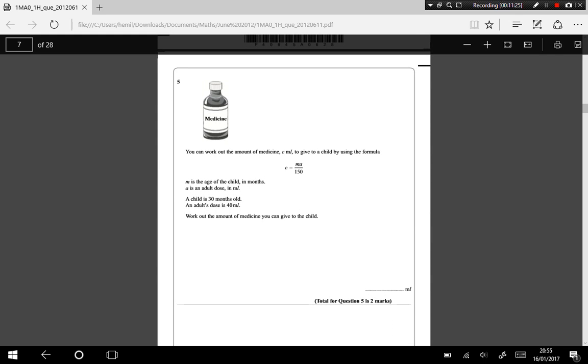Next question, question 5. You can work out the amount of medicine in ml to give to a child by using the formula. M is the age of the child, A is the adult dose. A child is 30 months old, an adult's dose is 40 ml. Work out the amount of medicine you can give to the child.